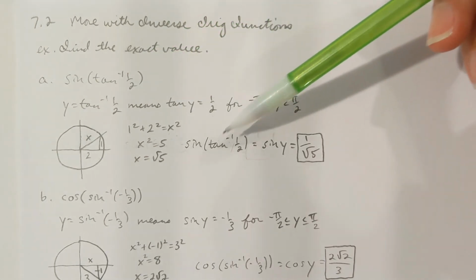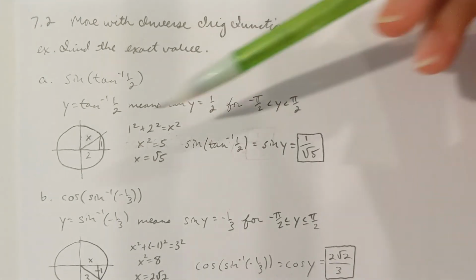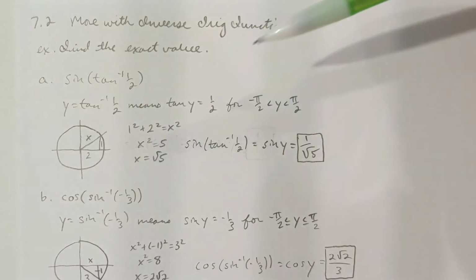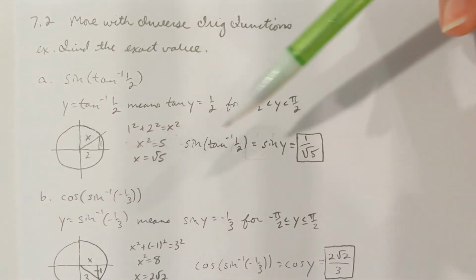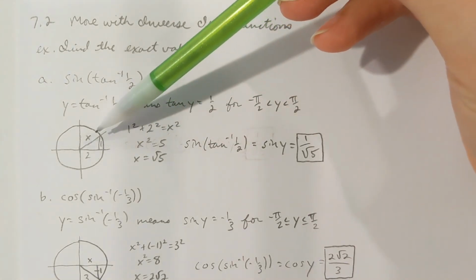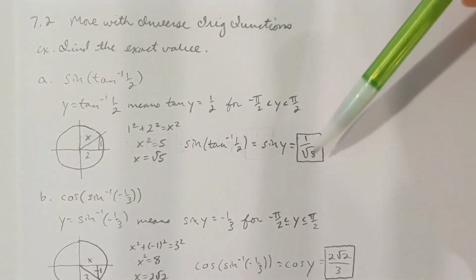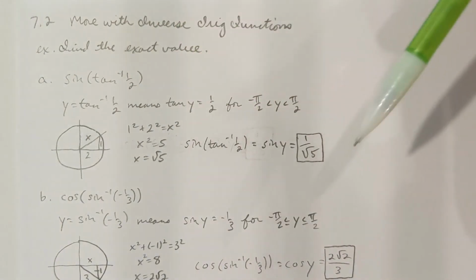So sine of tangent inverse of 1/2 would be the same as sine of y. And this triangle is built in terms of angle y. All right, so sine of an angle is where I take opposite over hypotenuse. The opposite side is 1. The hypotenuse is root 5. So 1 over root 5, that would be the exact value of this expression.